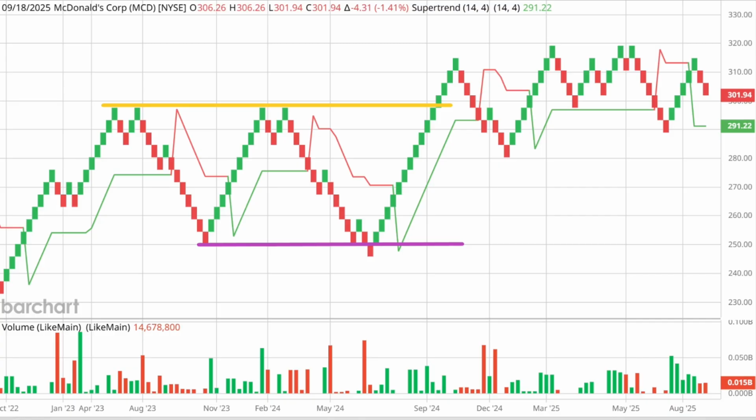That $250 level acted like support for months. But in mid-2024, price dipped below it and closed around $245. If you assumed that was a true break and went short, you would have been caught in a trap. It turned out to be a false break, because the stock quickly reversed, rallied, and even set a new all-time high near $315 and later $320.